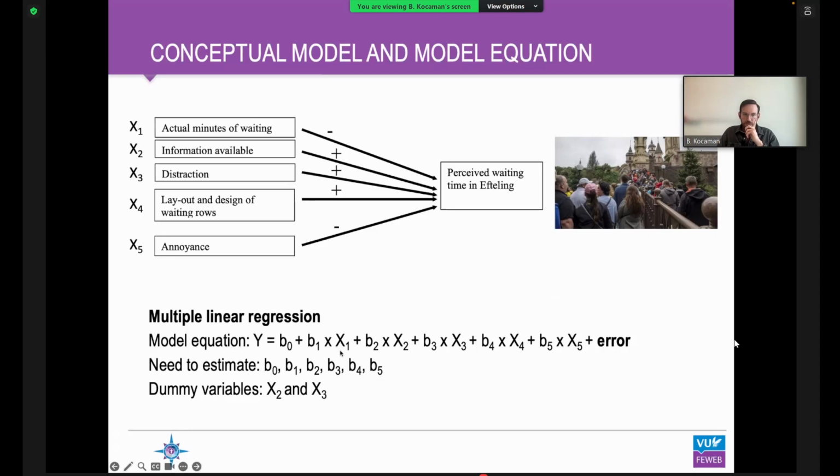Our model equation has basically 5 independent variables, all of them plus an intercept, as always, and we have an error. We need to estimate 6 parameters from this model: the intercept, the estimate for the first independent variable, the second independent variable, etc. We have 2 dummy variables: information available, yes or no, and was there distraction in the line, yes or no. So this is a combination of metric variables and nominal variables.